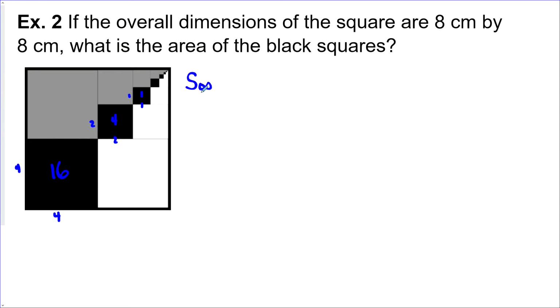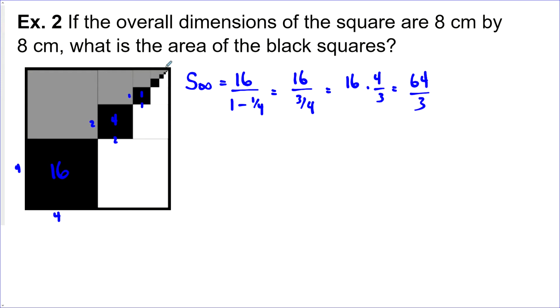So our infinite sum is equal to 16 as our first term, over 1 minus, and we can take 1 divided by 4 as our common ratio. 16 over 3/4, and 16 times the reciprocal gives me 64 over 3, and we're doing area, so centimeters squared.